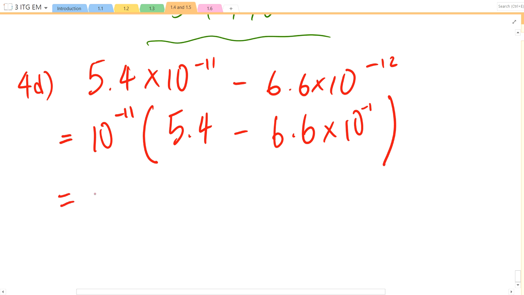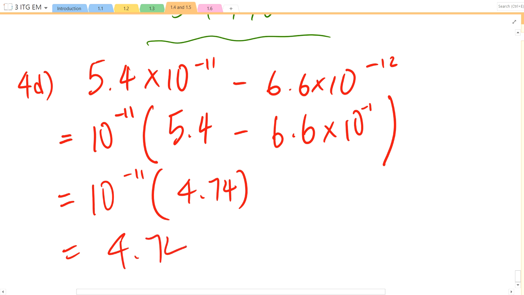Next step, 10 power negative 11, evaluate what is inside your bracket. 5.4 minus 6.6 times 10 to the power of negative 1, and we should know that it is actually 6.6 divided by 10, 0.66. So we end up with 4.74 inside here. Final answer 4.74 times 10 to the power of negative 11. This is in our standard form. Is the answer correct?